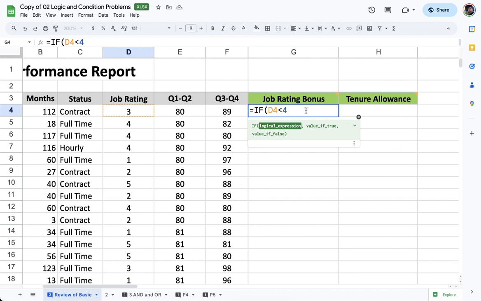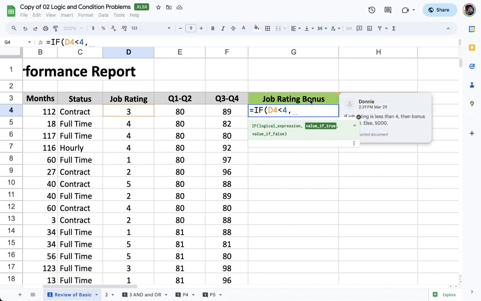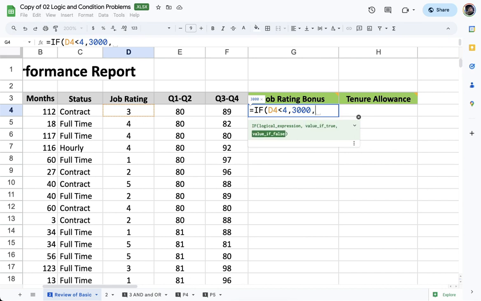If D4 is less than 4. So there's only two possible answers to that question. It's either true or false. And as you can see, true and false are the two next values of our if statement. So with that, we're going to then put a comma, and then we're going to identify what if the value is true. So based on the instruction in the comments, then we would give 3,000 as a bonus. And if it's not, then we're going to put here 5,000.